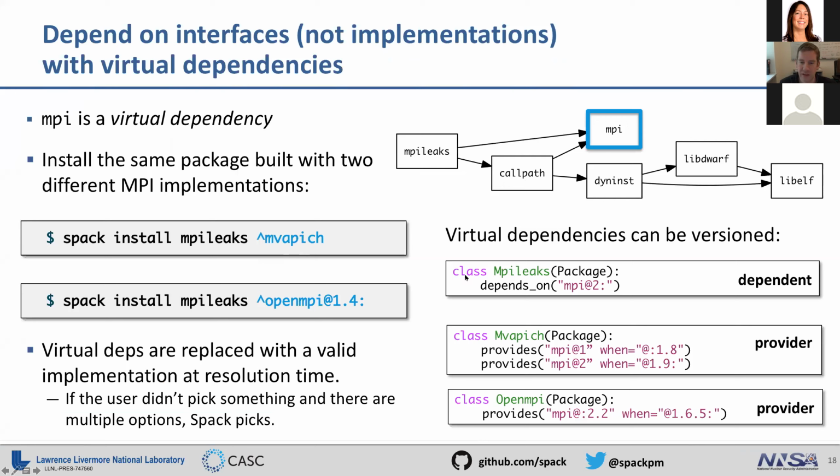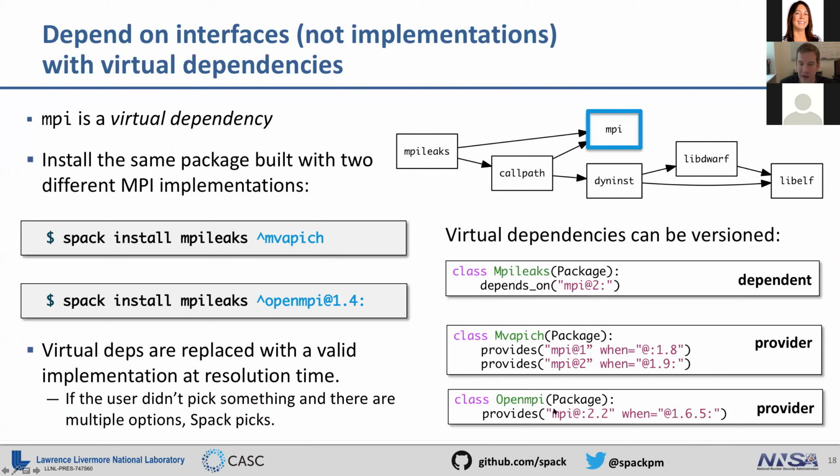It might say I depend on MPI at version 2 or higher. And then the MPI provider packages like MPICH, MVAPICH, OpenMPI, they tell Spack when they provide MPI. And so MVAPICH provides MPI at version 1, up to version 1.8. And then MVAPICH 1.9 or higher actually provides the MPI 2 interface. And so you can use it for programs that require MPI 2.